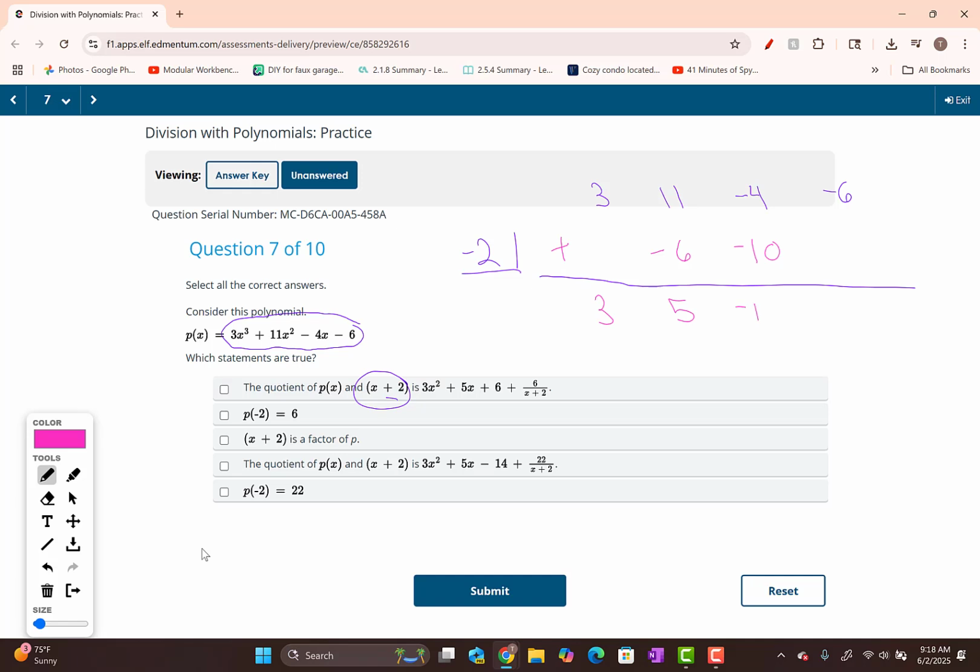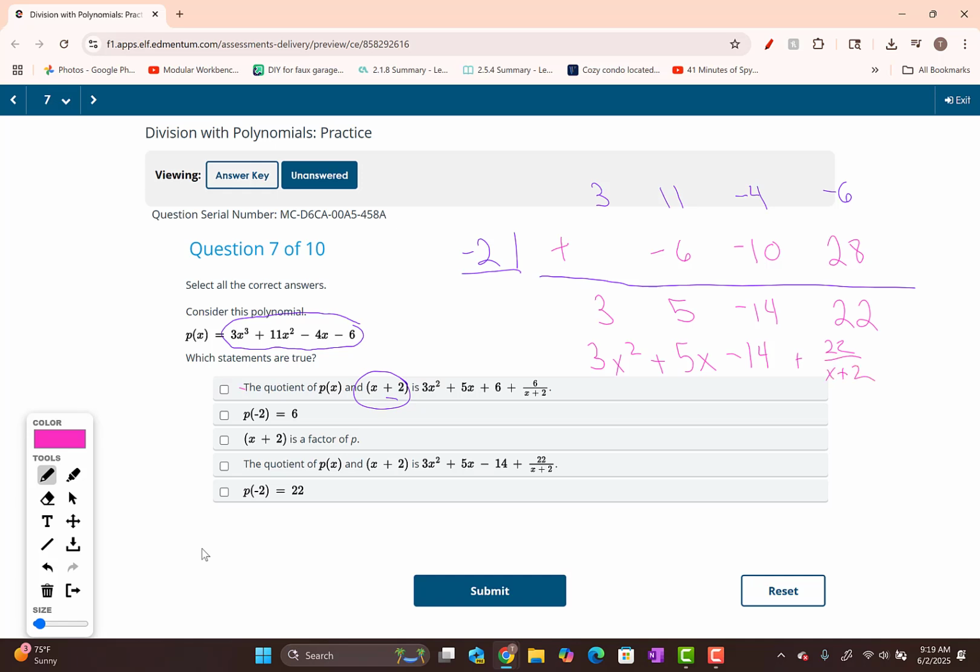Add those together. Multiply negative 2 and negative 14. That gives us positive 28. Negative 6 plus 28 is 22. So we see a remainder of 22. Specifically, the answer is 3x squared plus 5x minus 14 plus a remainder of 22 over x plus 2.